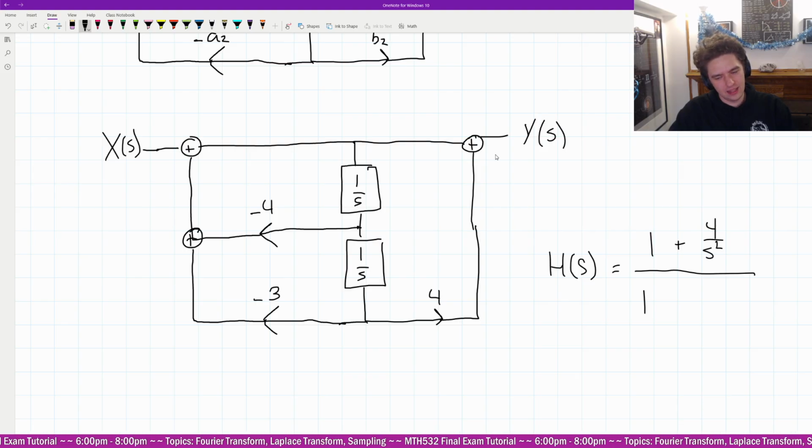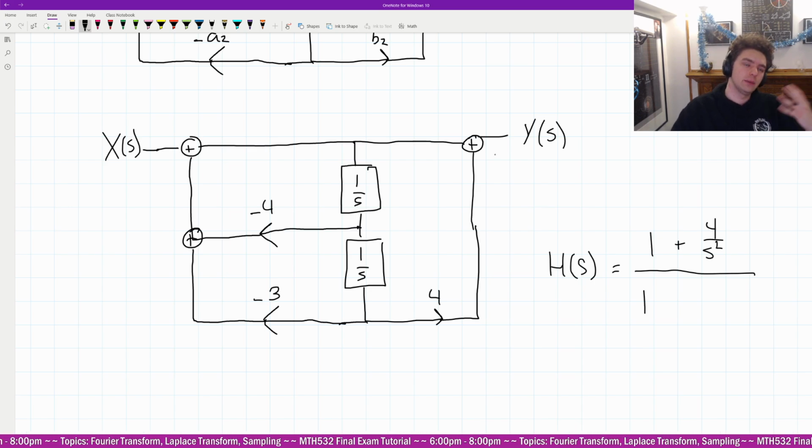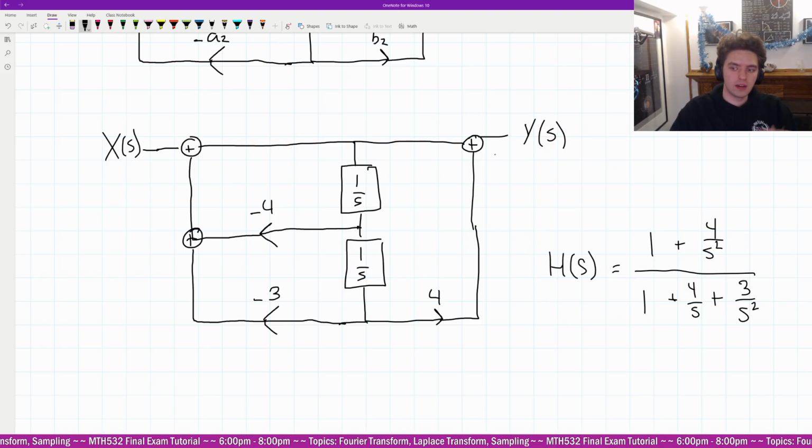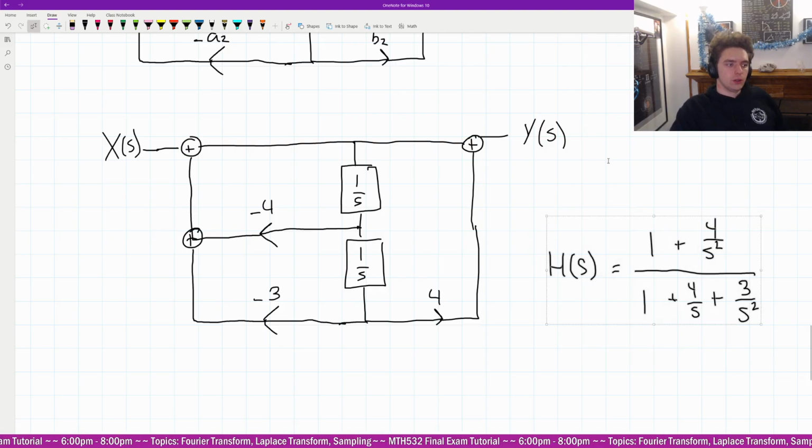So then the denominator, well, this is negative 4, but I know that when I do this, it's going to flip the sign, so it's going to be positive 4 over S, and then a positive 3 over S squared. So I'd reconstruct it like that, and then multiply everything by S squared, and you get your H of S. So that's how I would go from direct form 2 back to the equation.